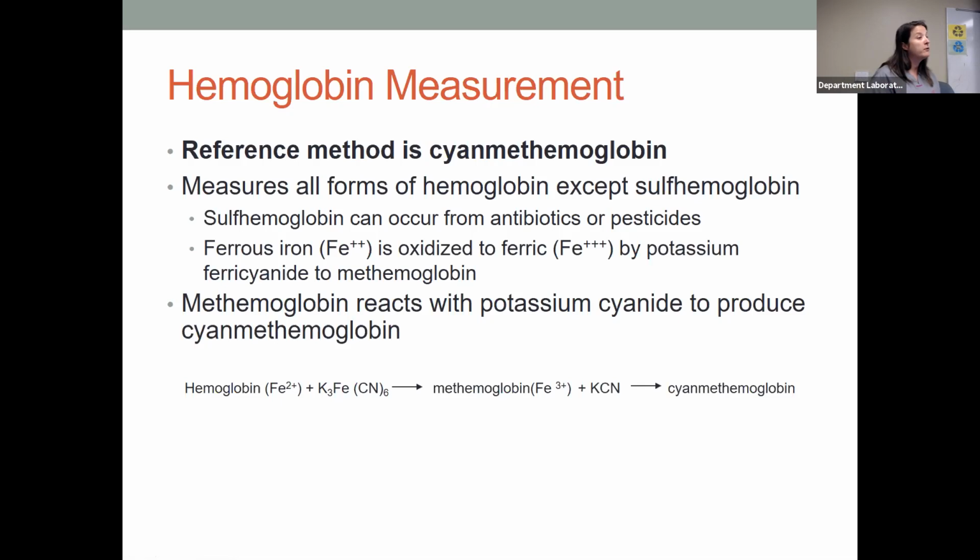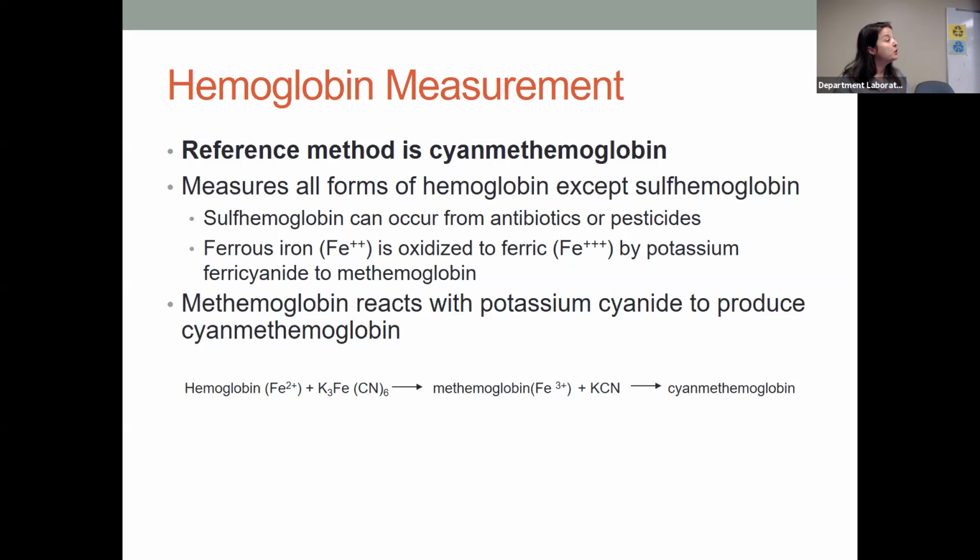Remember, through this process, the cells are already lysed. The cells have been lysed, the hemoglobin has been released, and this is the chemical equation occurring. And this is manual or automated. It is the same. So that just lets you know how the cyanmethemoglobin is obtained.